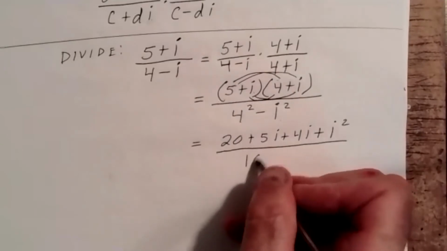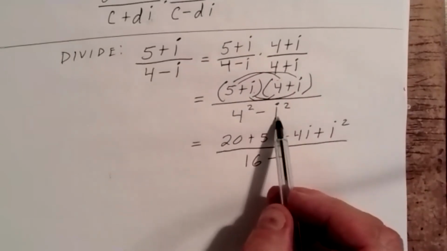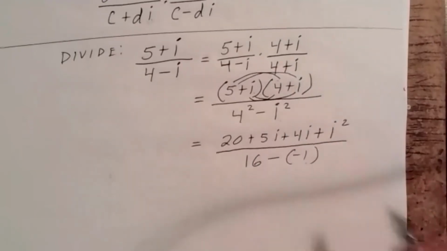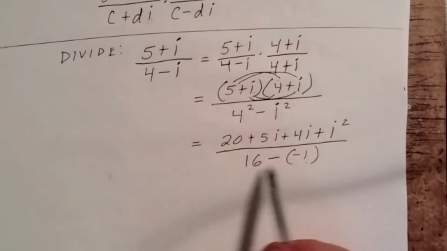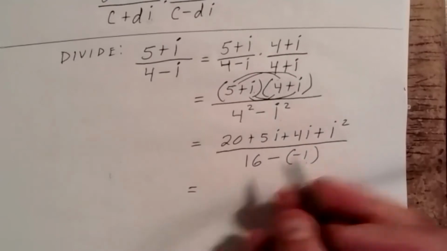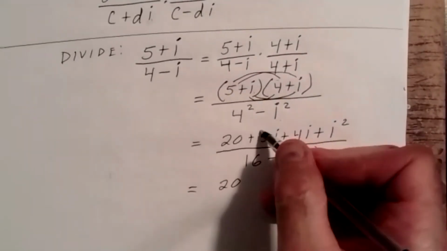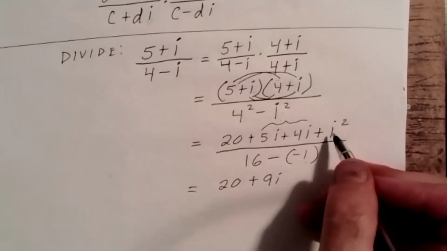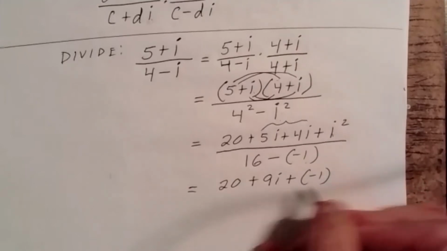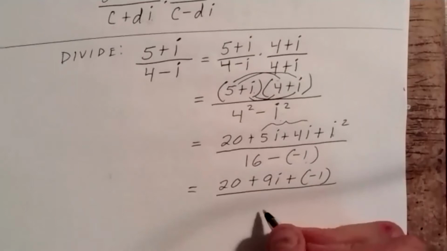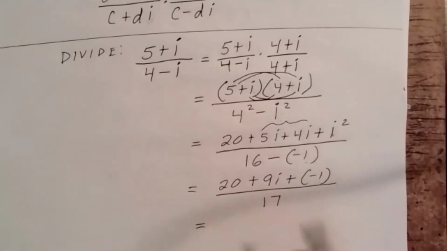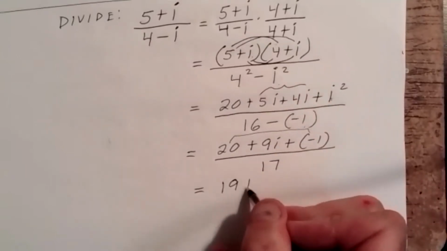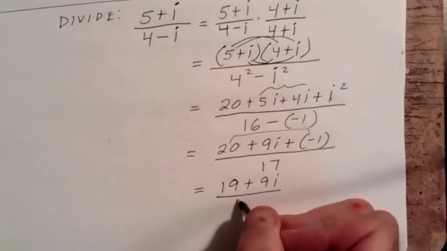4 squared being 16 minus, what's I squared? -1, right? I squared is replaced with -1. Notice I's gone on our denominator. We rationalize our denominator. So cleaning up the numerator further, we got 20 and 5I plus 4I, and that's us what? Plus 9I? Plus I squared. But what's I squared? -1. Plus a -1. Downstairs, we got 16, subtract a -1, which is 16 plus 1 or 17. Continuing to simplify, we got 20 plus this -1 over here is 19. So we got 19 plus 9I over 17.